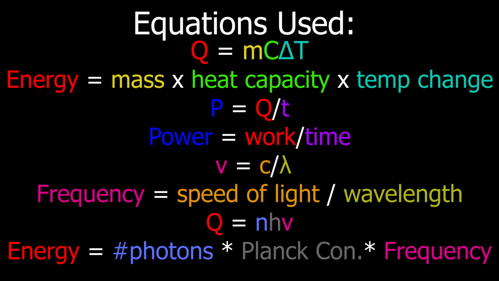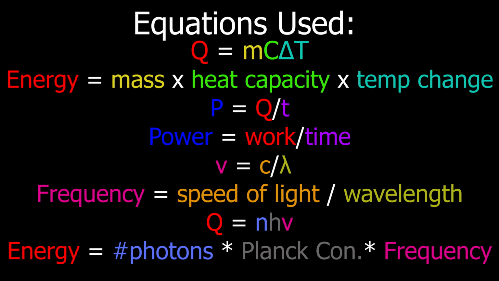Here is a review of the equations used in this video. Q, the energy that it takes to heat a liquid by a certain temperature, is equal to m, the mass of the liquid, times c, the heat capacity of the liquid, times delta T. Delta represents a change, and T represents temperature, so delta T represents temperature change. Also, power, P, is equal to work done, or Q, which is the same as energy, over t, time.